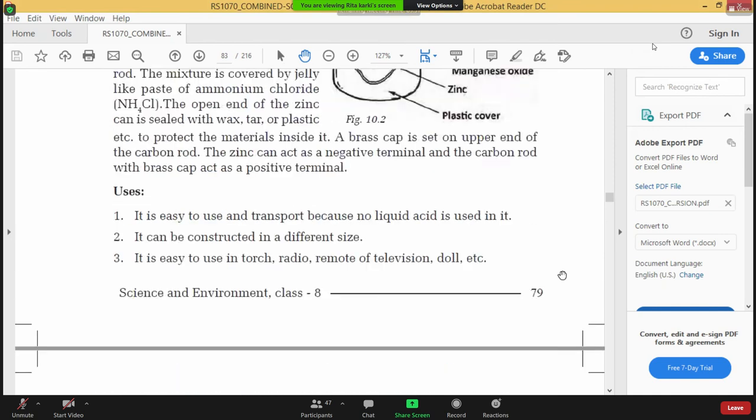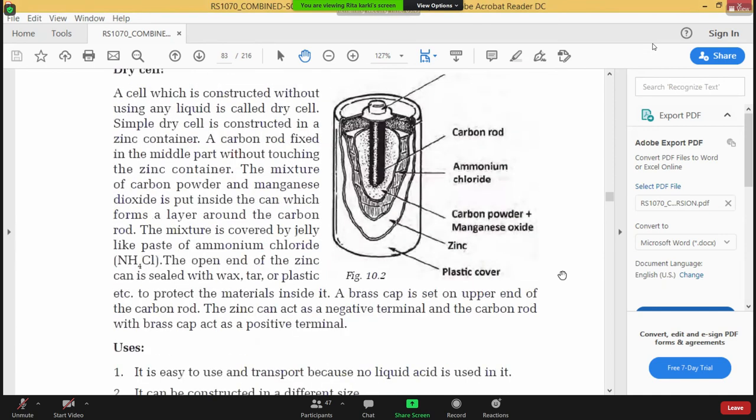As manganese dioxide is present, it does not let the layer of carbon powder or the layer of ammonium chloride come above any of the electrodes, whether it is the zinc plate or the carbon rod. That prevents polarization of the dry cell. But if there is a large number of chemicals inside the dry cell, local action or local current may develop because of this. The life of the dry cell may be reduced to a greater extent.